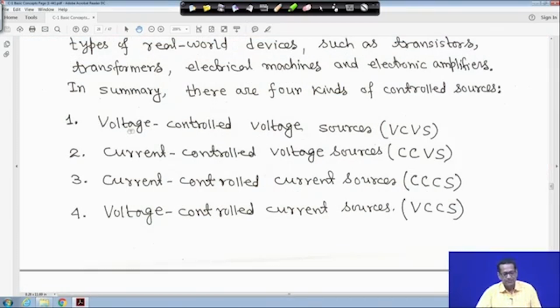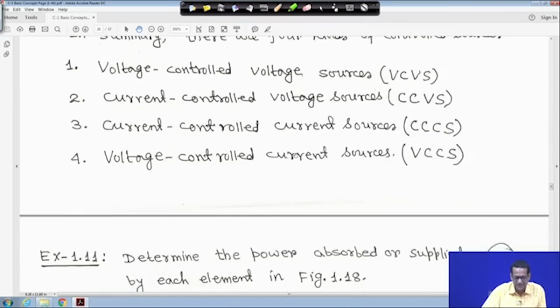So there are 4 such sources we have shown. Voltage controlled voltage source, we call VCVS; current controlled voltage source, already shown, CCVS; then current controlled current source, CCCS; and voltage controlled current source, VCCS. These are the 4 things.